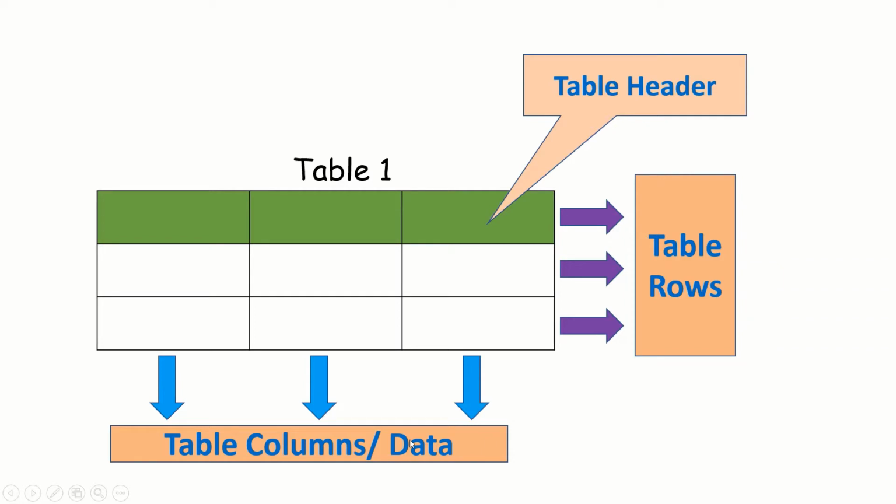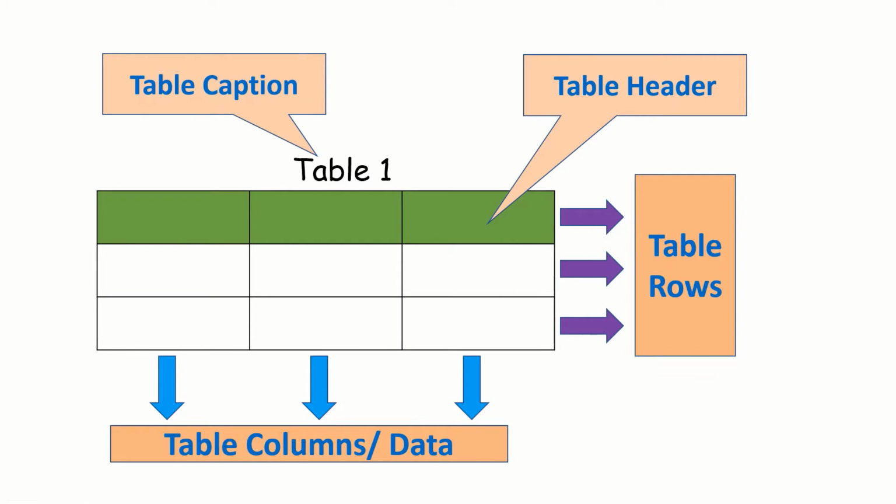Next one is the table header. That means the green colored area, the first row of the table. See this portion, this is called table header. And the "Table 1", this is the table name, and this table name is called the table caption. So these are the different parts of the table, and these are very important to make the table using HTML.